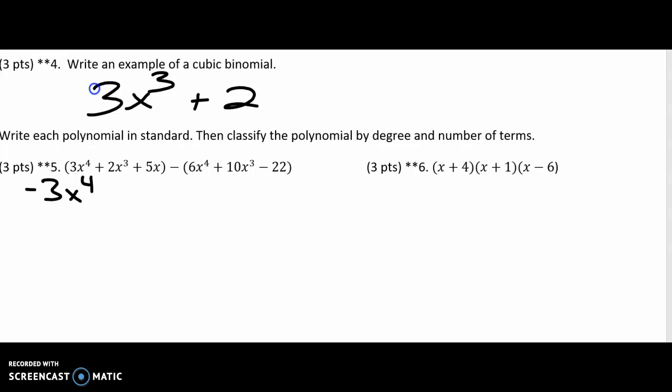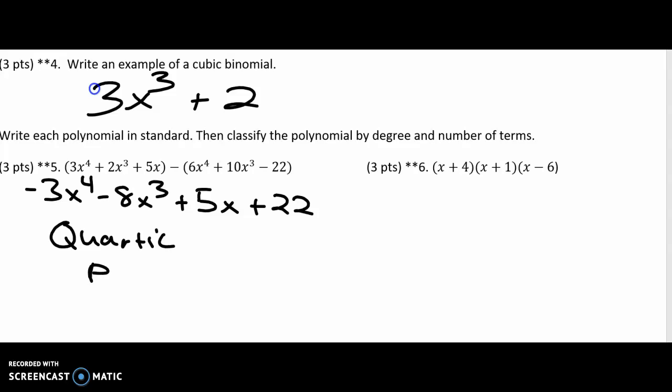Okay, next thing would be x to the 3rd. I see 2x to the 3rd, and I see 10x to the 3rd. Okay, but the 10x to the 3rd is after the minus sign, so subtracting. 2x to the 3rd minus 10x to the 3rd is negative 8x to the 3rd. Okay, there is no x squared term. There's a 5x, which has no like terms. And then I see a negative 22, but it's after the negative sign, so minus negative really means plus a positive. There's my standard form. I can classify it now. Okay, the degree is 4, so that would be quartic.